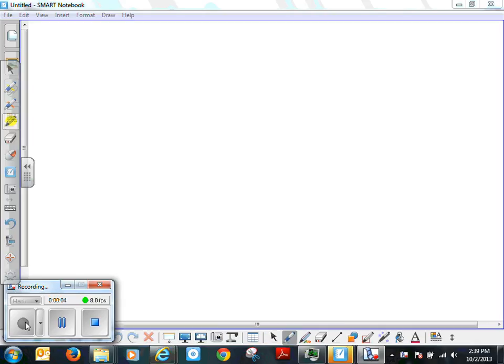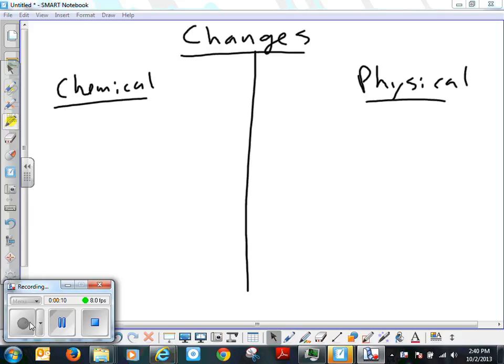Today we're just going to take a few notes here before we start our lab. Okay, so if you notice our notes, we're talking about changes, physical and chemical changes. The hard thing is they both really have a lot of commonalities.